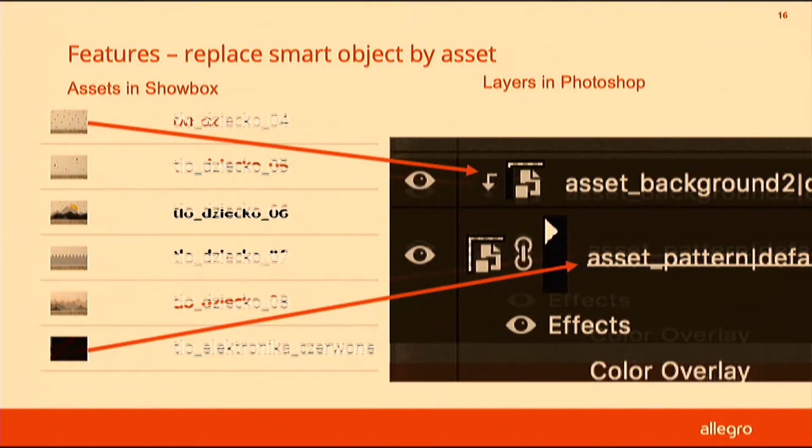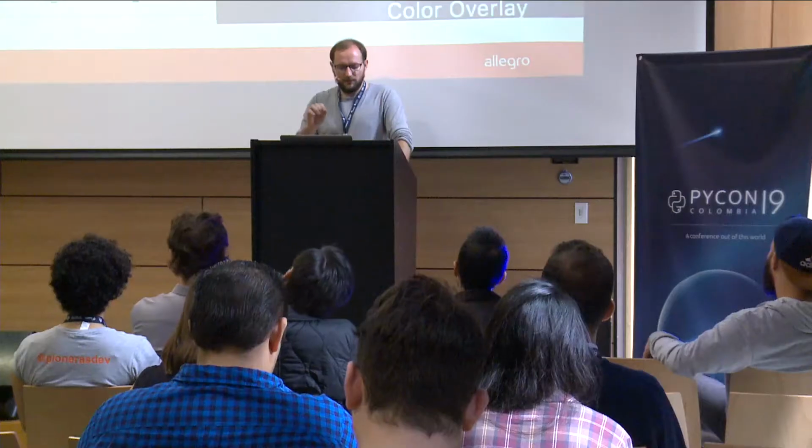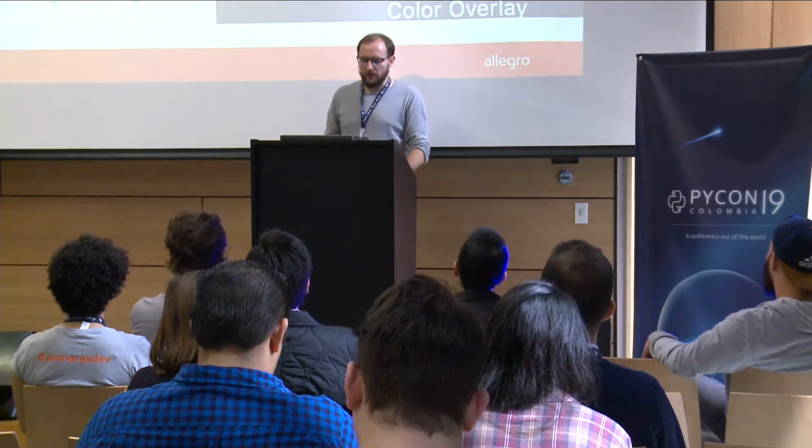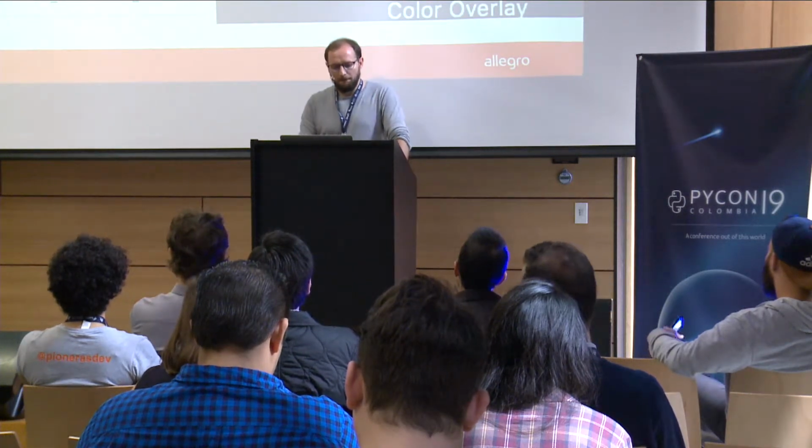You can replace any smart object. A smart object is some type of layer, and you can replace it with an asset defined in Showbox. We have a convention in Showbox: every layer with the prefix asset underscore can be replaced by an asset from the Showbox library.